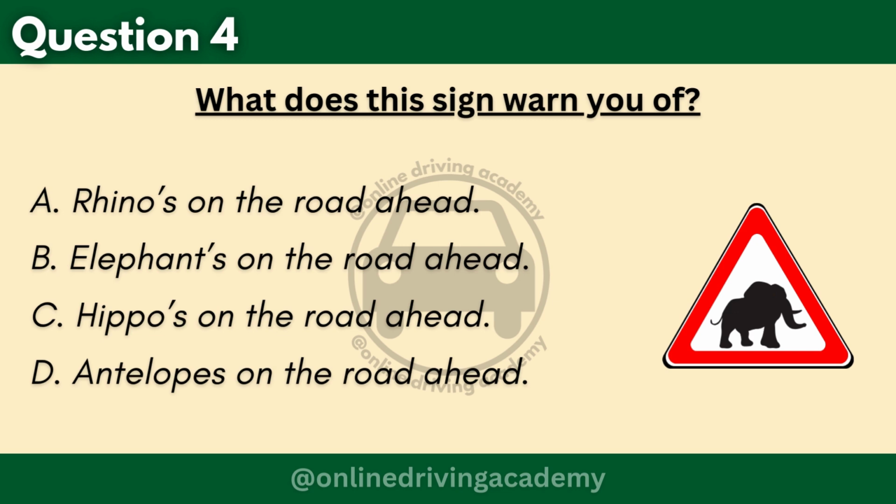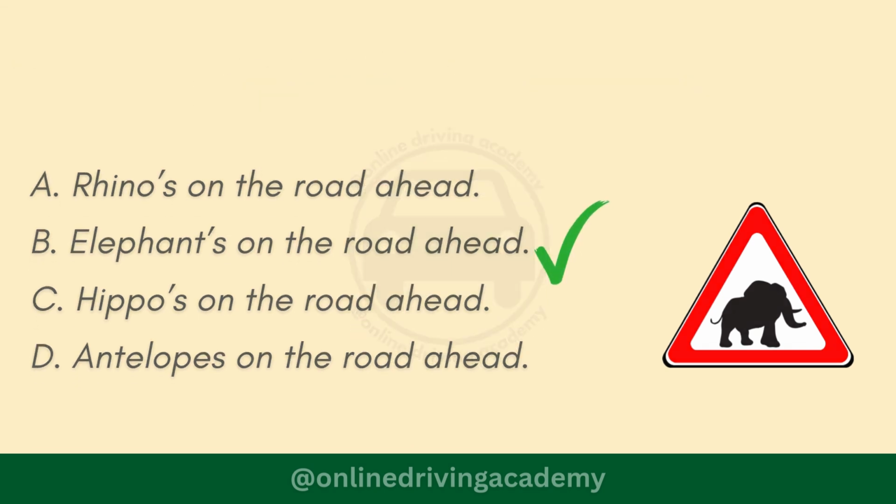Is it option A, rhinos on the road ahead? Is it option B, elephants on the road ahead? Is it option C, hippos on the road ahead? Or is it option D, antelopes on the road ahead? Now if we look at this sign, we can see that there's a trunk, there are tusks, there's a large ear, and therefore this sign is going to warn you of elephants on the road ahead. So option B will be our correct answer.